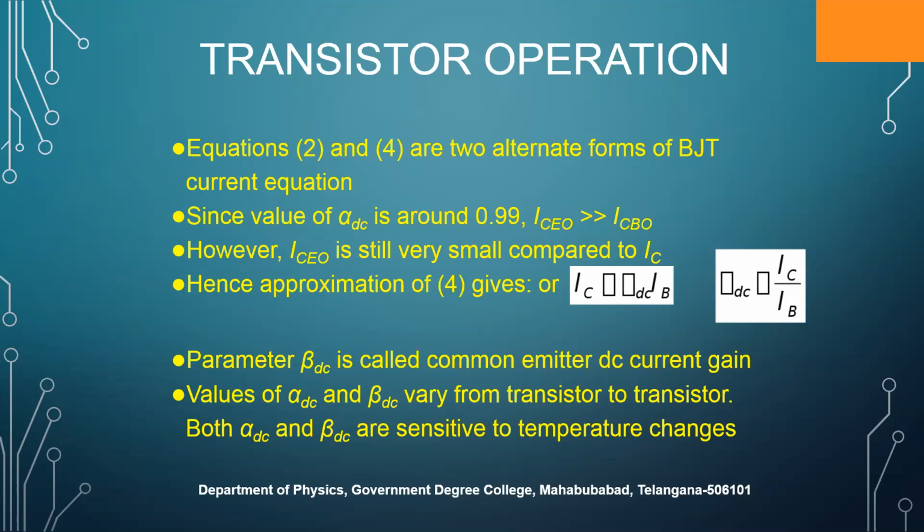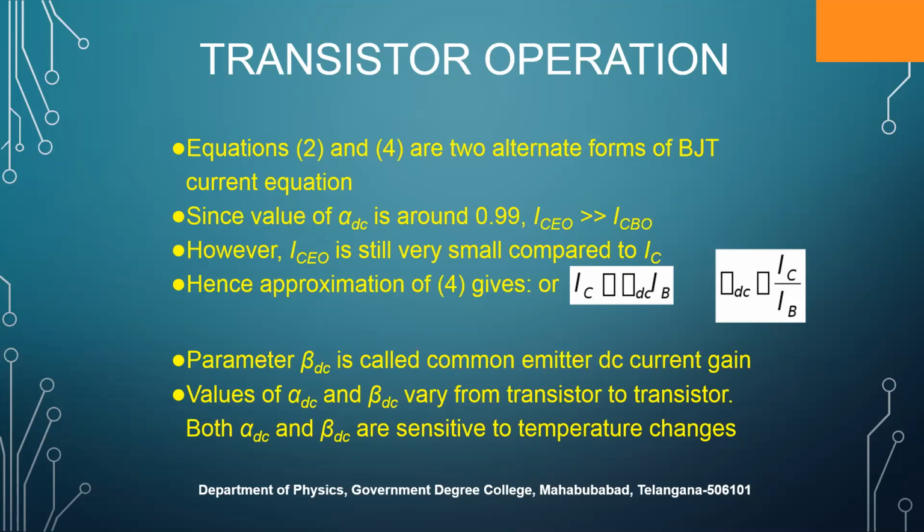Let us say, for example, IC is equal to 0.99 milliamperes, and IB is equal to 0.01 milliamperes. Then if you calculate IC by IB, that is 0.99 divided by 0.01, it comes around 99. So beta DC will be 99, and alpha DC will be around 0.95 or 0.99. So from this we can come to a conclusion that beta DC is very, very large when compared to alpha DC. So parameter beta DC is called the common emitter DC current gain.